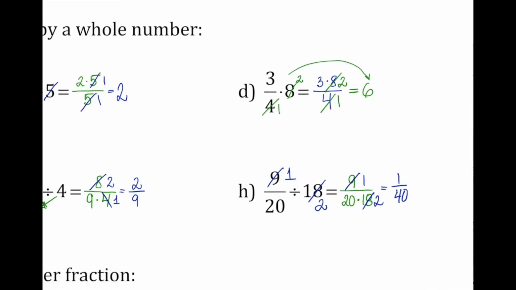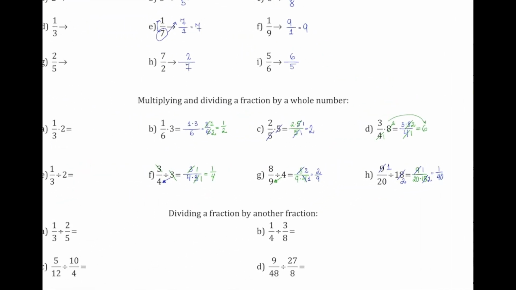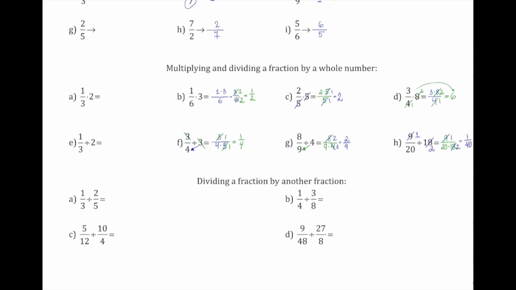So this was multiplying and dividing by a whole number. Again, when we multiply by a whole number, we put it into the numerator. When we divide by the whole number, we put it into the denominator. Now, how do we divide one fraction by another fraction? When you're dividing by a fraction, you are multiplying by a reciprocal.